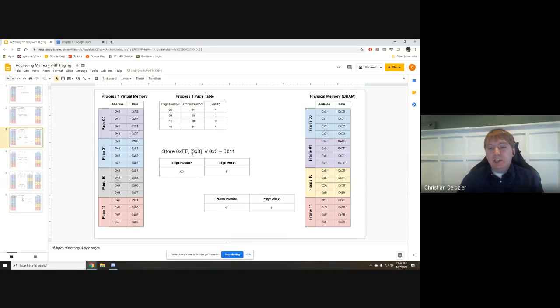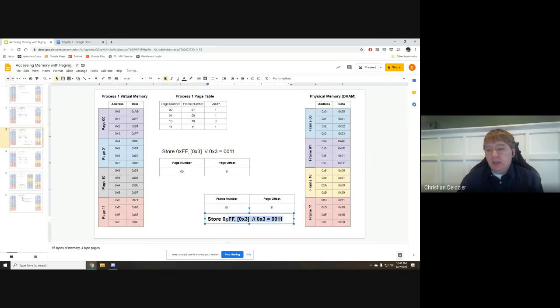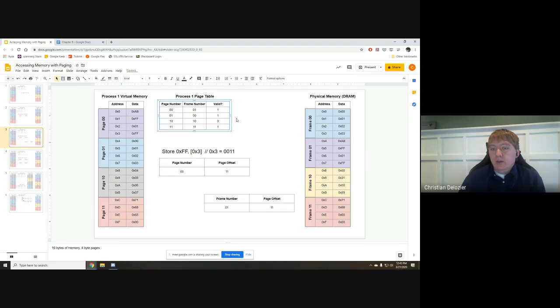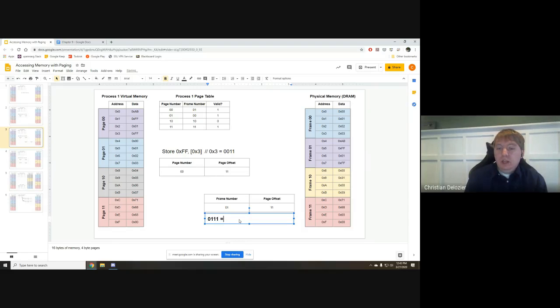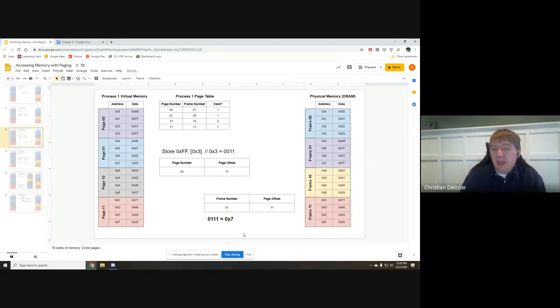So we're doing the same translation here. We have 0x3 as our original address, which is 0011. That gets translated by just substituting the frame number for the page number. So we look up this page number 00 in this table, and once we find that page number, we substitute the corresponding frame number. So we're just taking that 00 and changing it to 01. That gives us 0111, which is equal to 0x7 in hex.